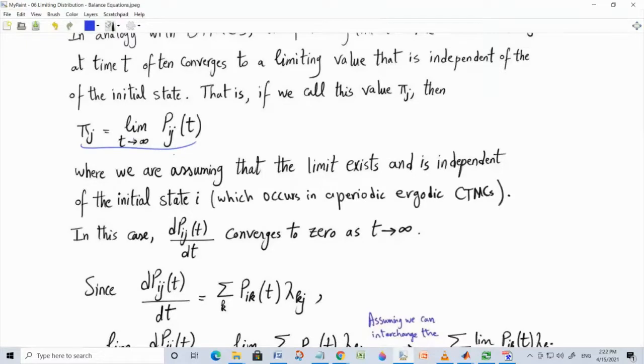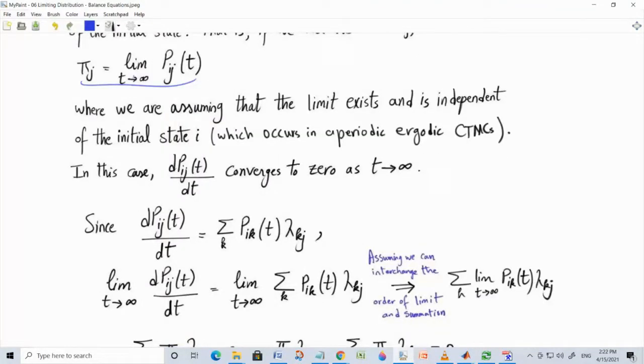And again, suppose that our chain has this steady state. You can take the limit. There is a well-defined limit as t goes to infinity. So what can we use this for?